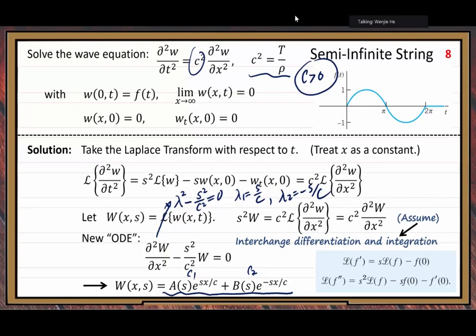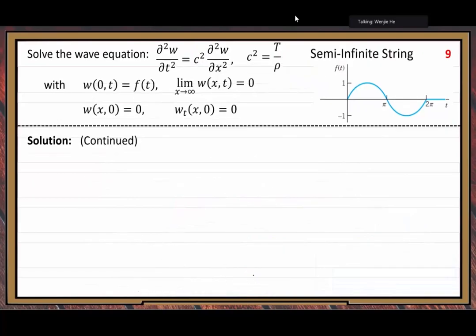Appropriate. Yeah, based on the given condition, we need to find these two unknown functions. All right, so let's move to the next slide to determine these two functions.